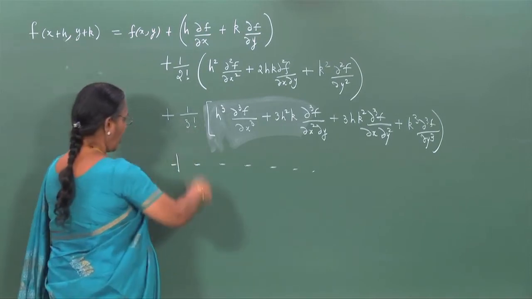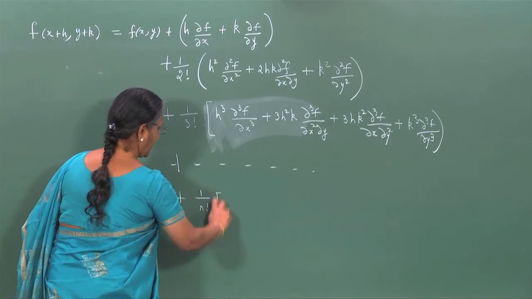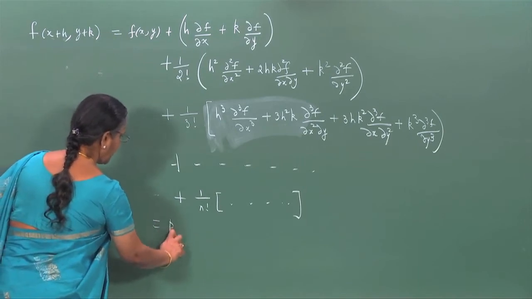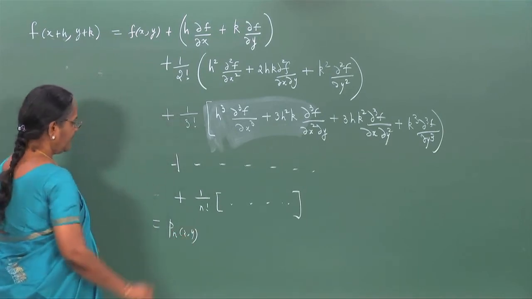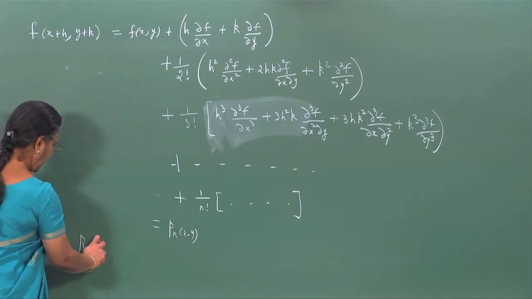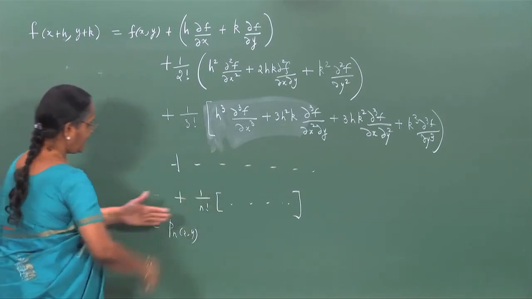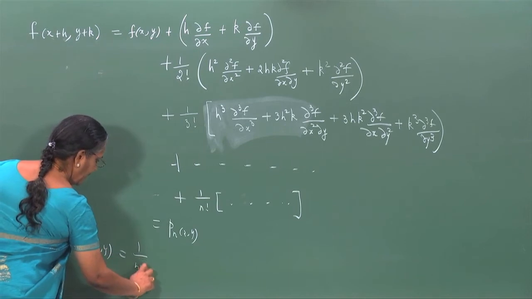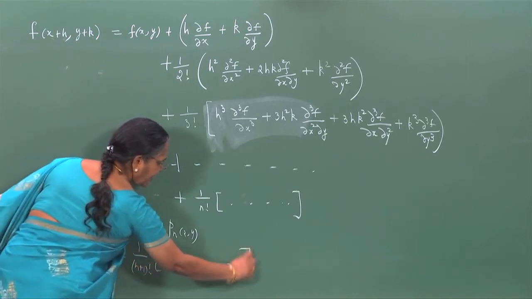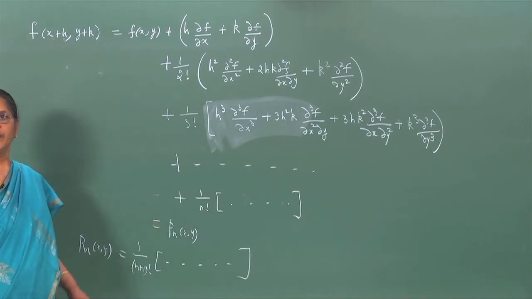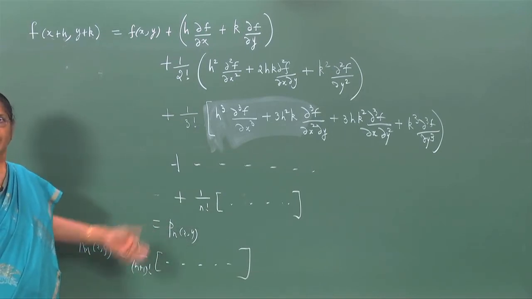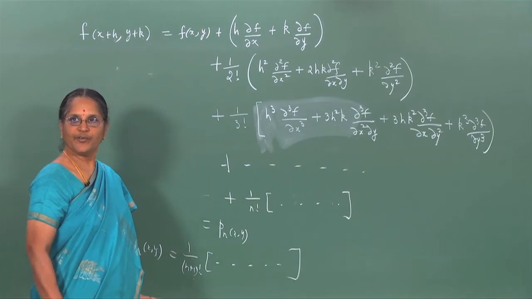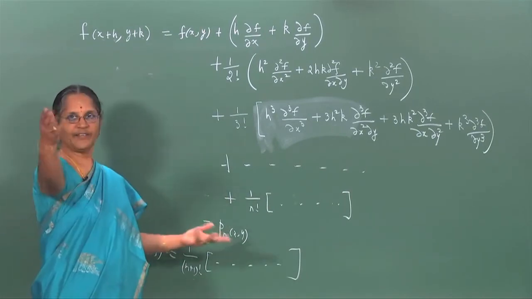So, if I move on up to 1 by n factorial into the terms, that is what I call Pn of x comma y. To this I should add Rn of x comma y, which will be the first neglected term after this, which will involve 1 by n plus 1 factorial into the terms which involve derivatives of f, which are partial derivatives of f of order n plus 1 with respect to x and with respect to y suitably. This is what we have written there.